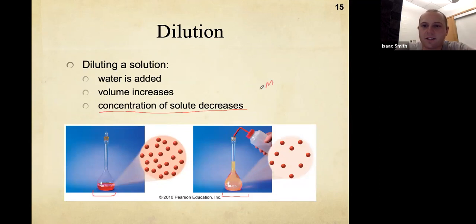Because concentration is the moles divided by the volume, right? So if the number of moles of solute doesn't change, but the total volume of solution increases, then the molarity, or the concentration, is going to go down. Okay. All right.